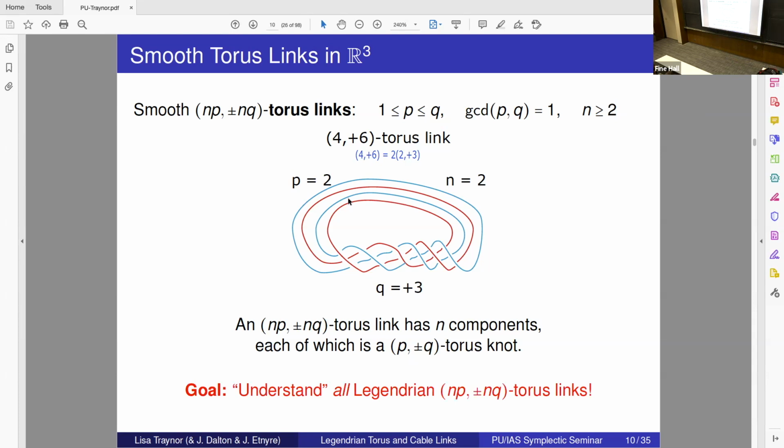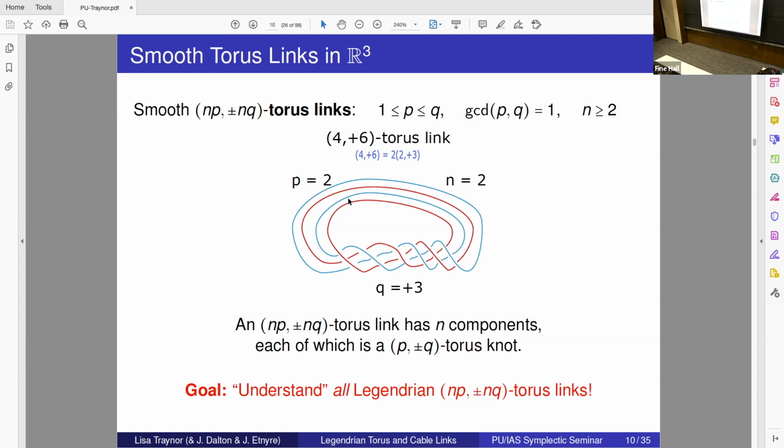So the goal of the project is to understand all Legendrian NP plus or minus NQ torus links. So again, understand this. There are an infinite number of representations. How do we even represent? So we know how to represent a torus knot as a vertex on this mountain range. How do I represent a link? How many ways can I represent it? And there are lots of really interesting questions.